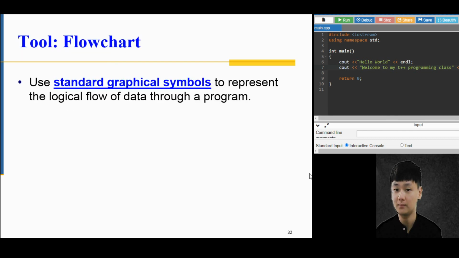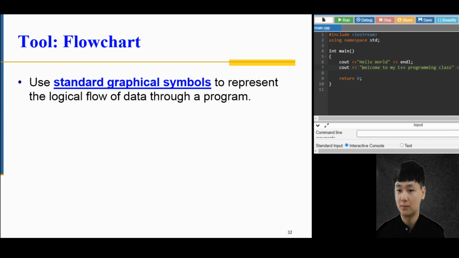Now let's move on to the last technique, which is the flowchart, which I think is the best tool for me. I would always recommend my students to use the flowchart to plan their work, to plan their steps before writing a good program. So what is a flowchart?